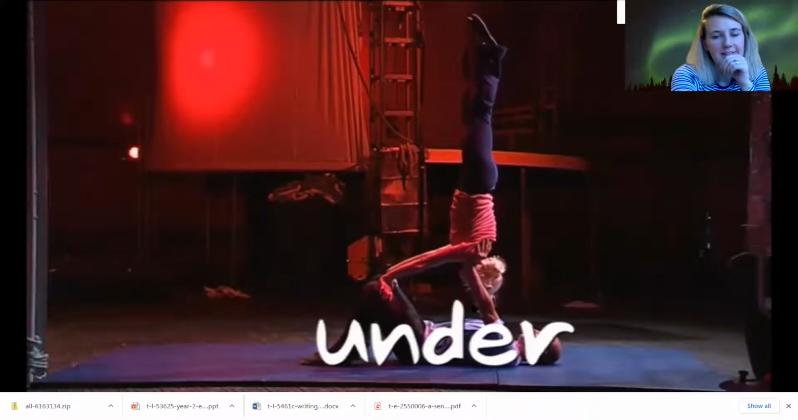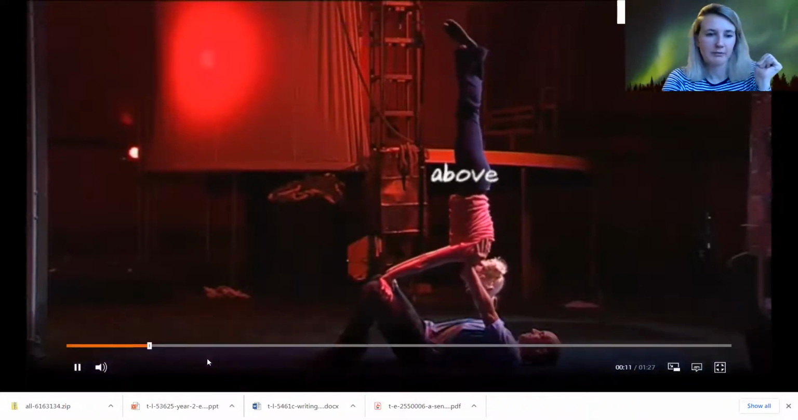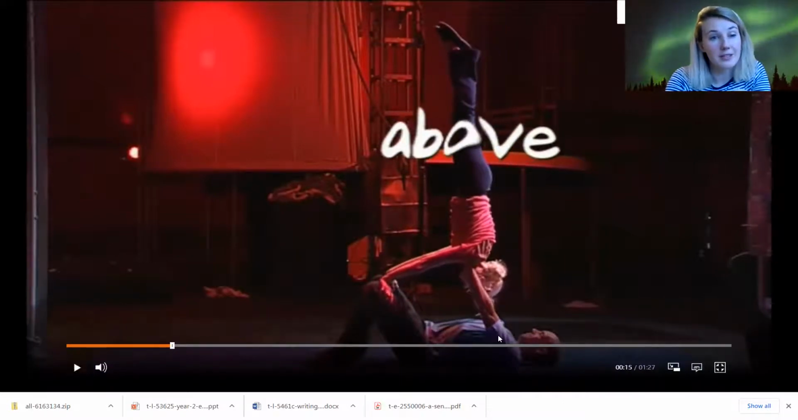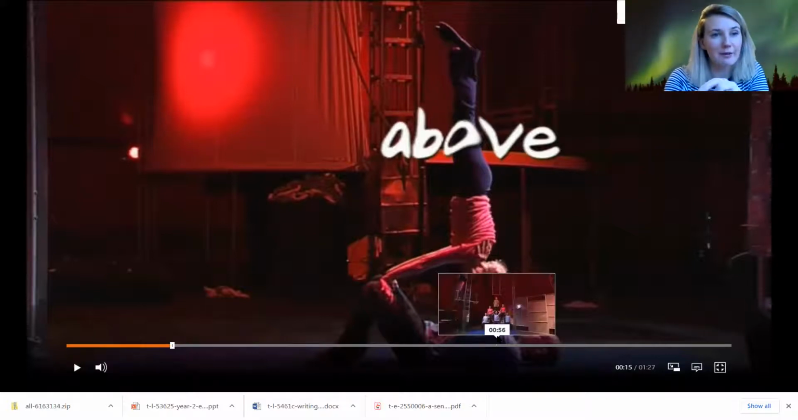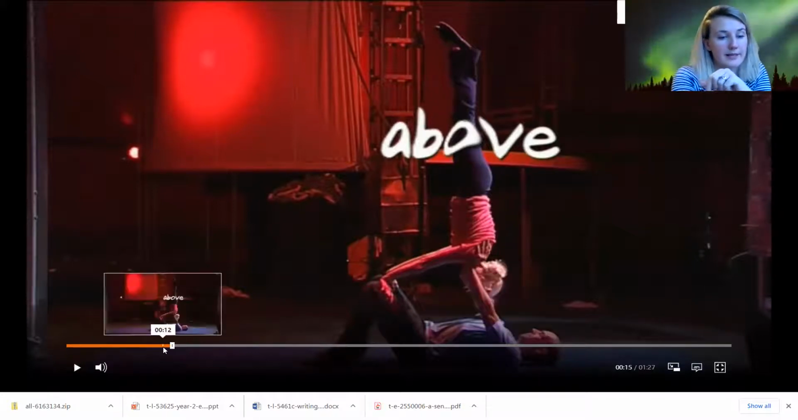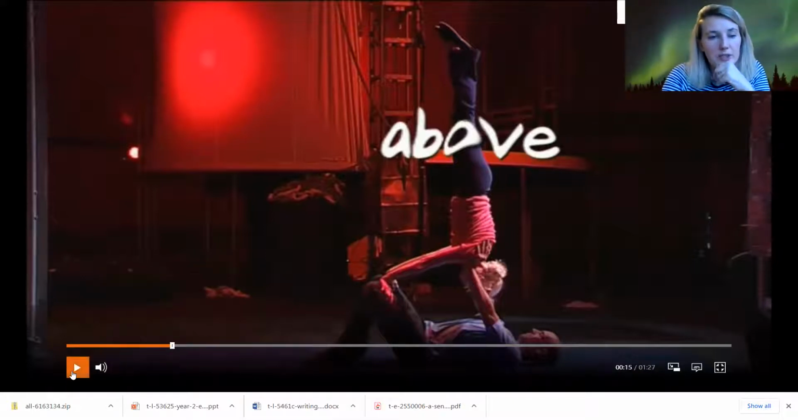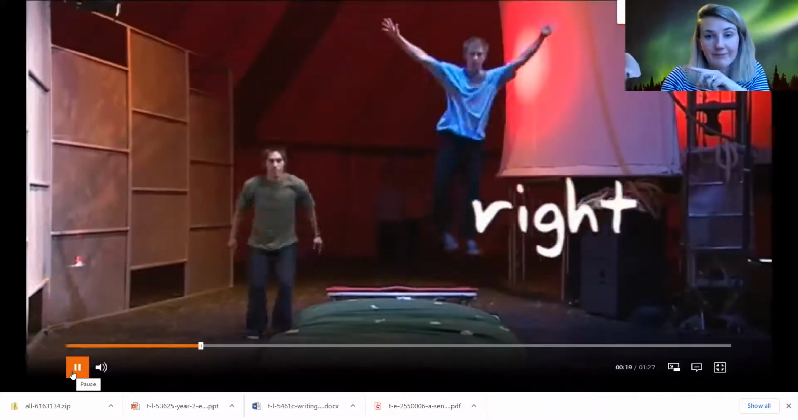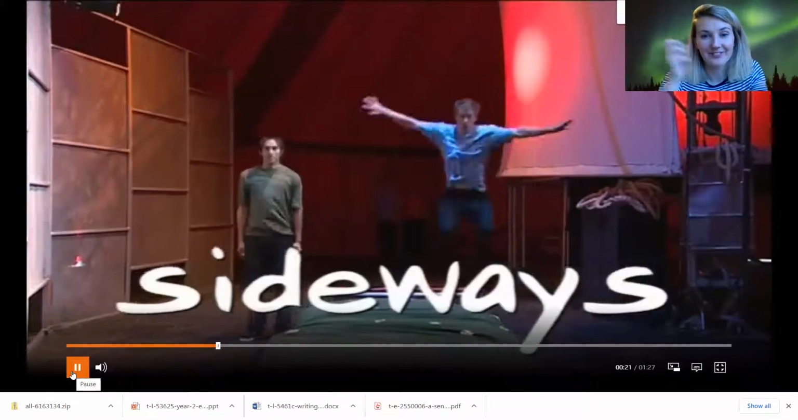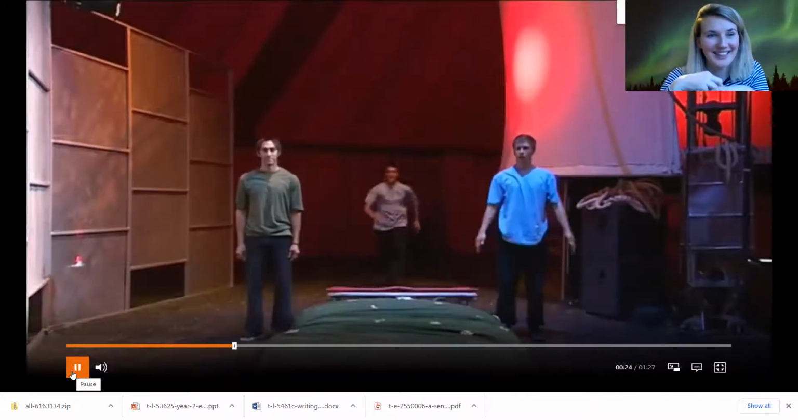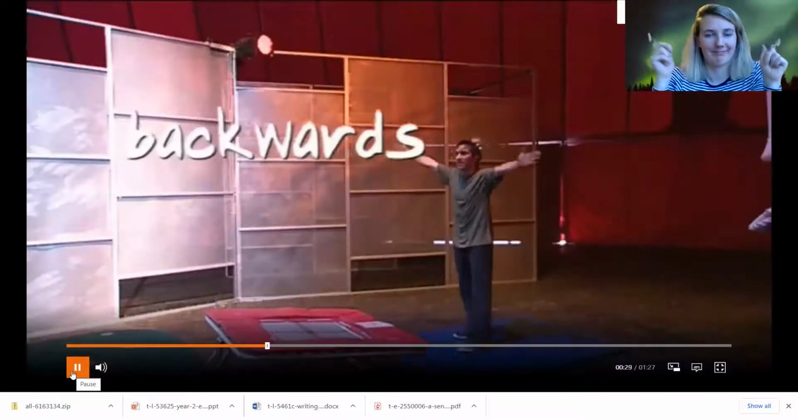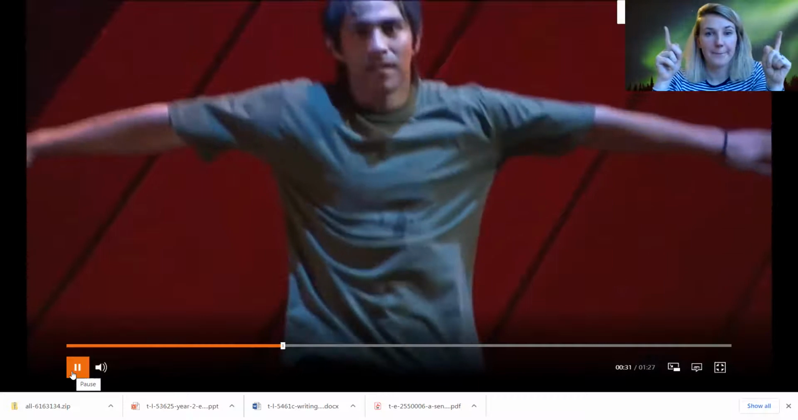Is under Rian in ink. And Rian is above Mark. So they've used under, above, and this is all the kind of language that we want to be able to use today. Let's see what other words they use. These two acrobats are moving left, right, sideways, forwards, backwards, up and down.